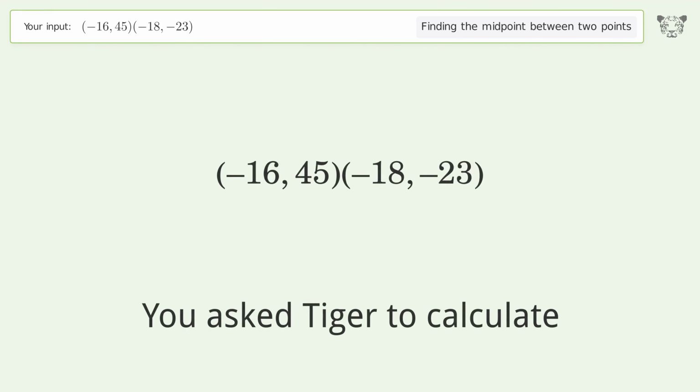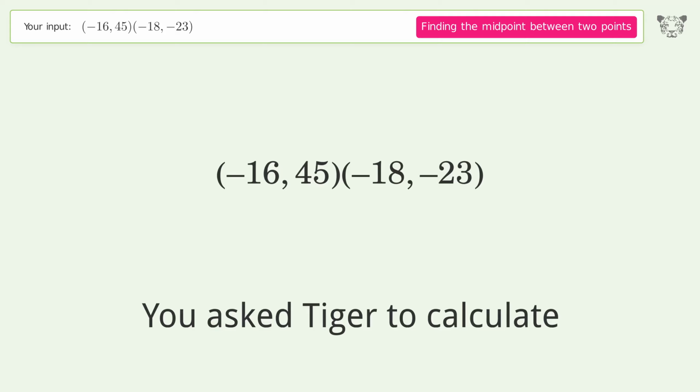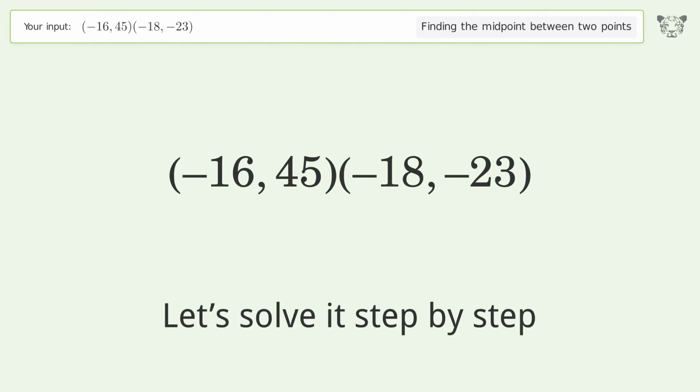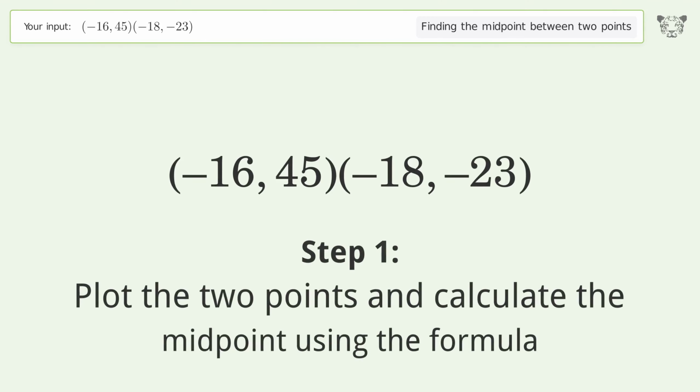You ask Tiger to calculate. This deals with finding the midpoint between 2 points. The midpoint between the 2 points is negative 17, 11. Let's solve it step by step. Plot the 2 points and calculate the midpoint using the formula.